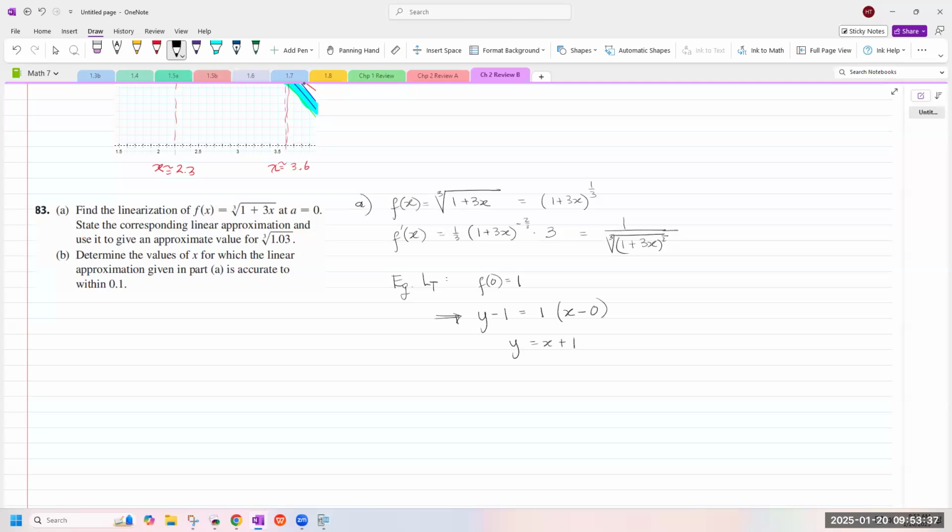Oh, I don't expect that though. At 0. Am I doing it right? Seems to be, and I think I'm correct. Okay, now, so the linear approximation is given by x plus 1.